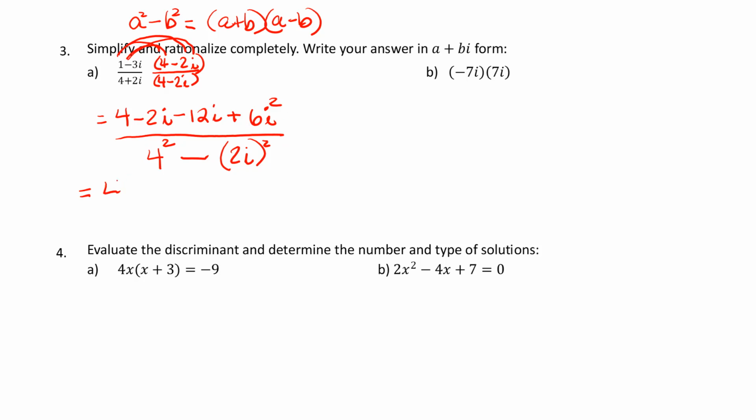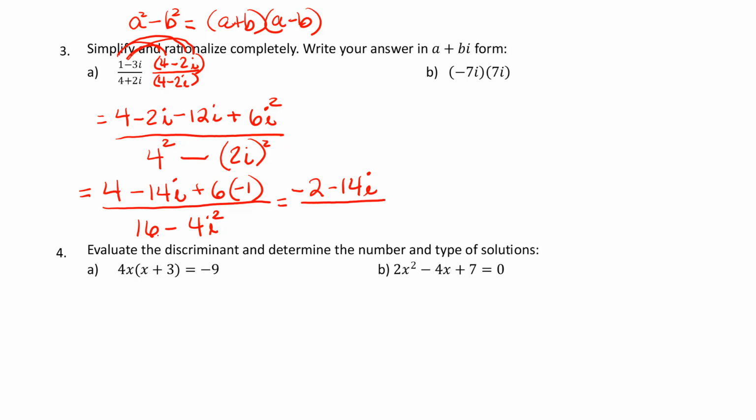All right, so 4 minus, we add our like terms, that's 14i, and then plus 6i squared, so 6 times -1. In the denominator, we have 16 minus (2i) squared, which is 4i squared. Now we simplify it even further. On top we have 4 minus 6. That's going to give me -2. And then we have minus 14i.